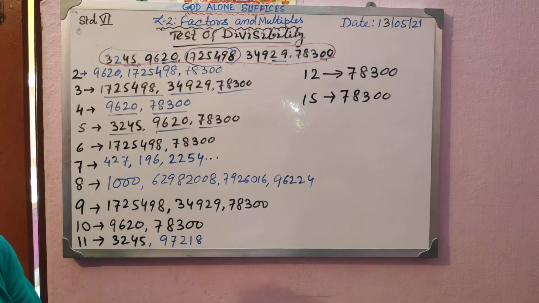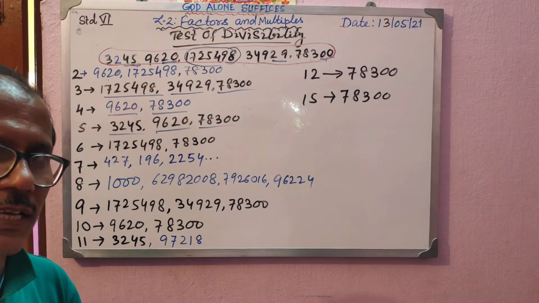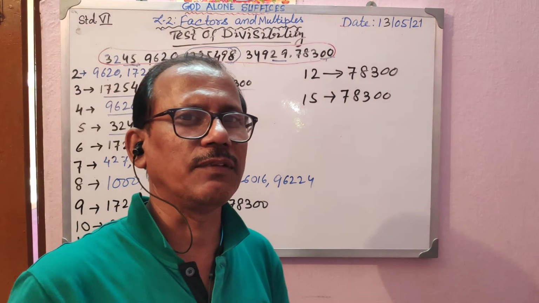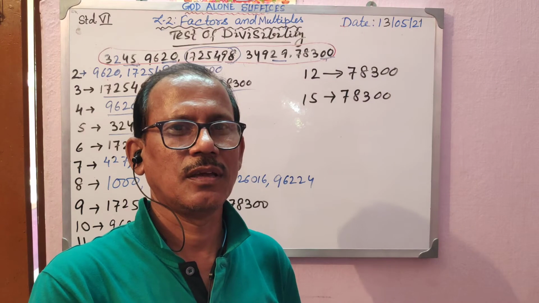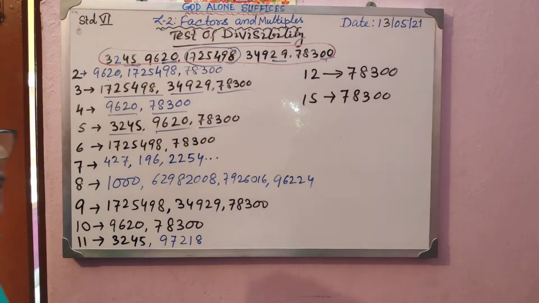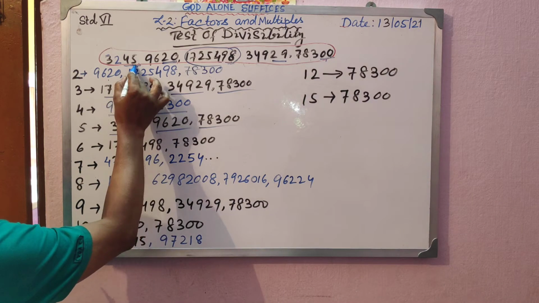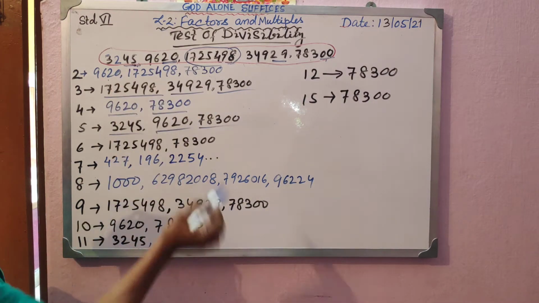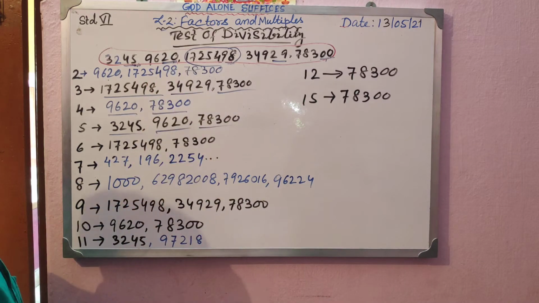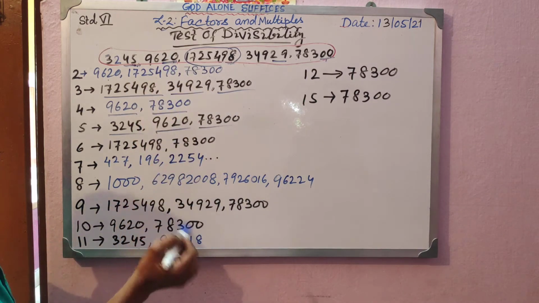So what will you do? The number has to be divisible by 2 and 3, I said to you. So for all the even numbers, check divisibility by 3. If it is an odd number, you don't have to try. So here it is an odd number, don't try for 6. Here it is an even number, so you have to try whether it is divisible by 3 or not.